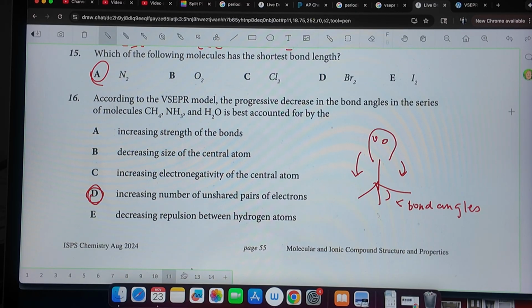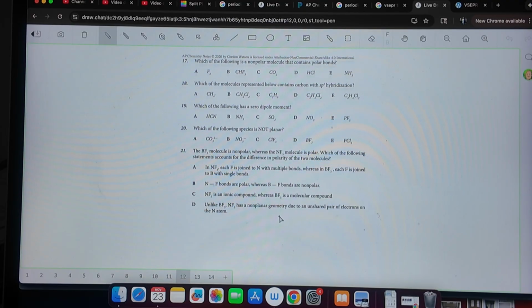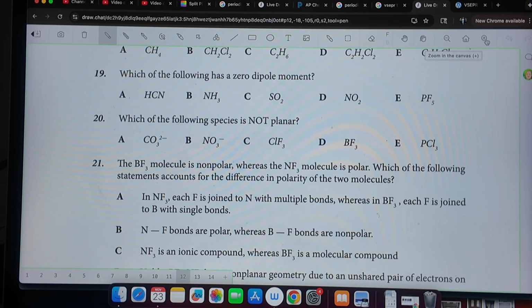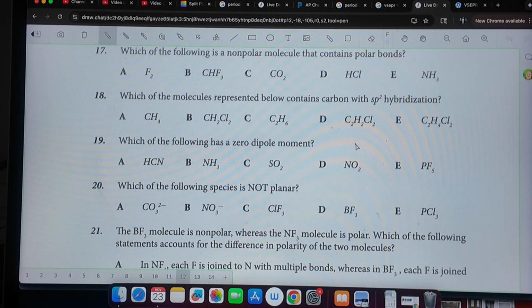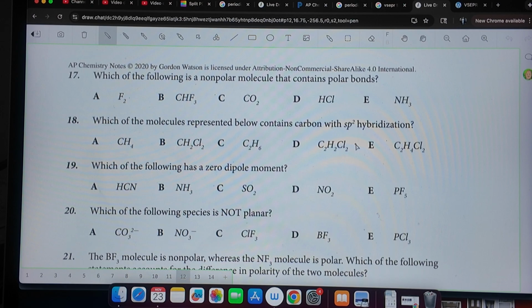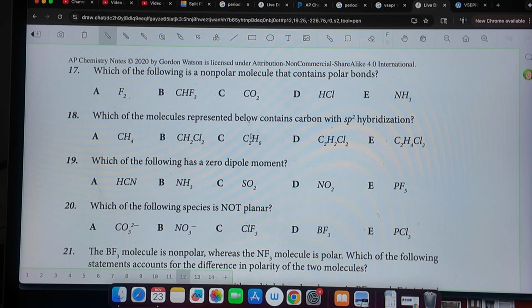Okay. Let's look at these. Okay. Which of the following is a non-polar molecule that has polar bonds? This is not polar because they're the same thing, right? Here, it cancels out whatever polarity there was. It's carbon with oxygen on one side, oxygen. Since they're equal, this cancels out. It's a non-polar molecule. It means overall it's not. Oh, so this would be the answer.